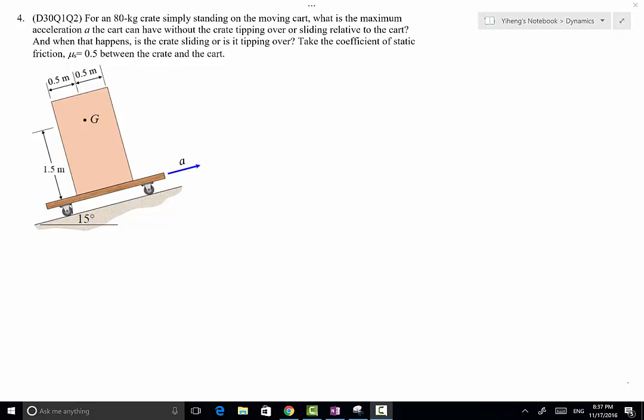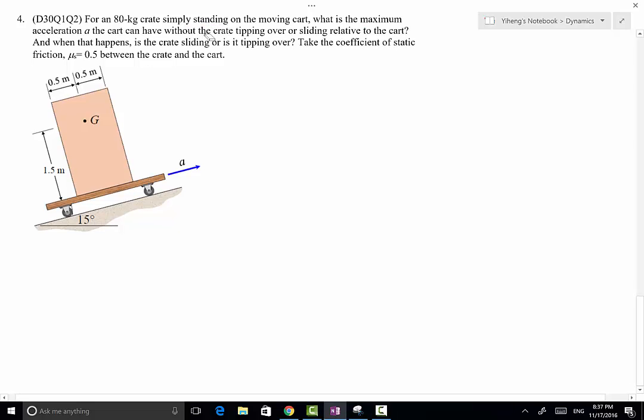In this problem, we have an 80-kilogram crate that is simply standing on this moving cart on this inclined surface with a 15-degree angle with the horizon. And because the crate simply stands on the cart, it means that there's nothing else that keeps this crate from moving except for the frictional force between the surface of the crate and the cart.